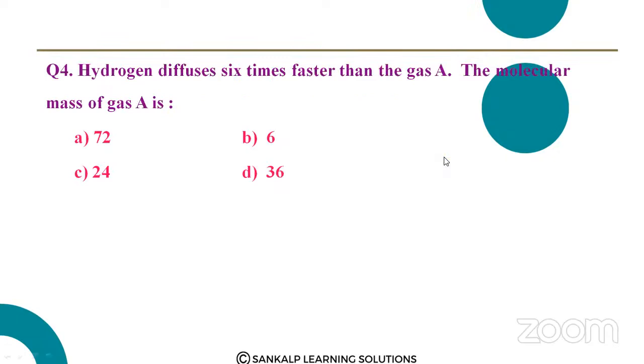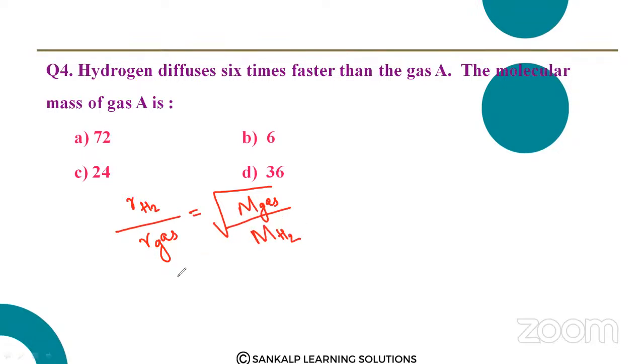Hydrogen diffuses 6 times faster than the gas A. The molecular mass of gas A is. So there is a formula for rate of diffusion. Two gases are given: one is hydrogen and another is an ideal gas. So the rate of diffusion of H2 gas by the rate of the other gas is given by the square root of the molecular mass of the gas versus the molecular mass of the H2 gas.